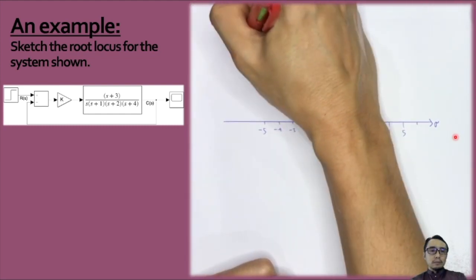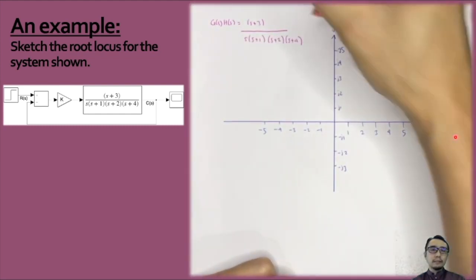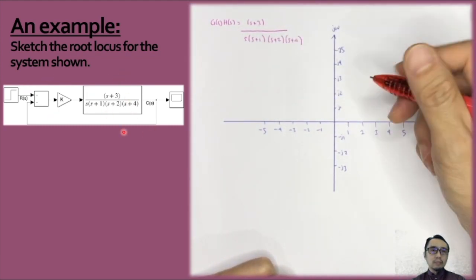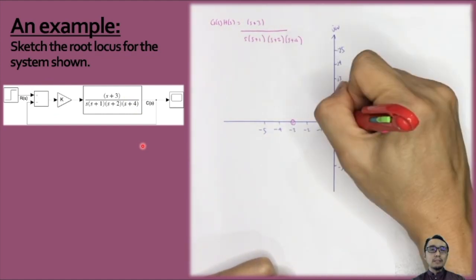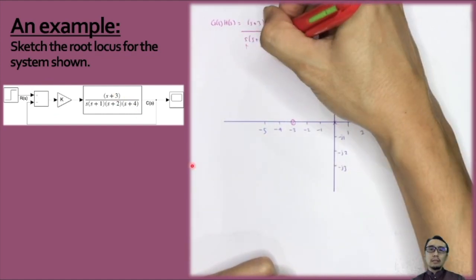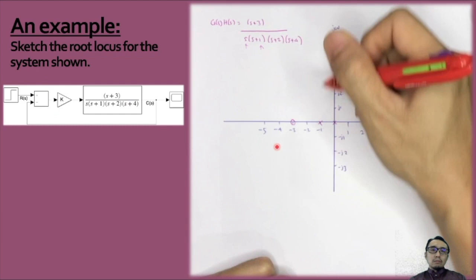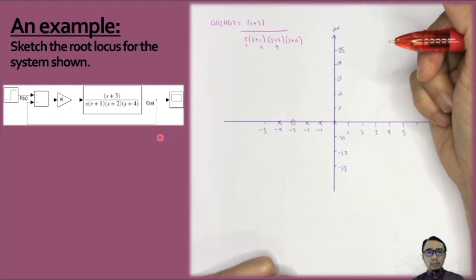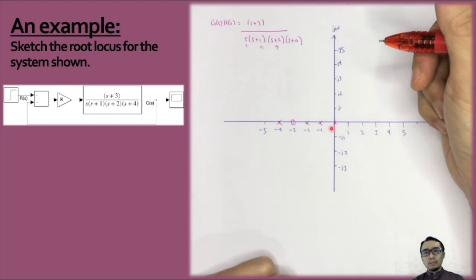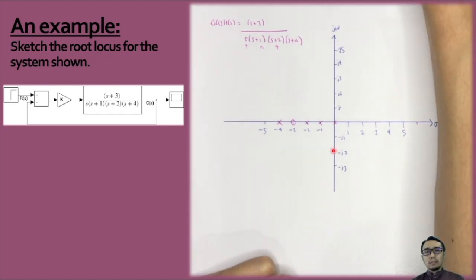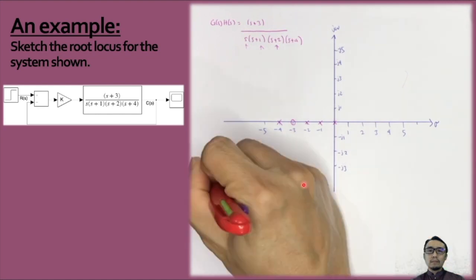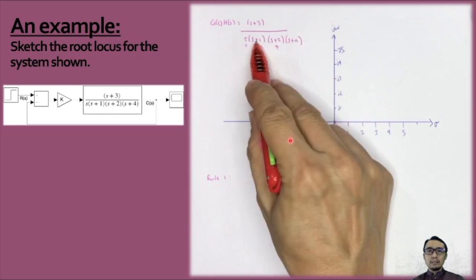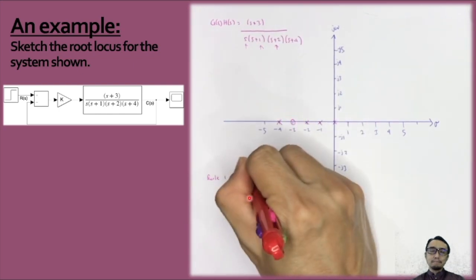So as an example, let's look at this function where the system we have 1 zero and 4 poles. Okay, so first of all, how to sketch the root locus? First of all we just draw the zeros and poles as shown here. We label the poles as x and zeros as circle.